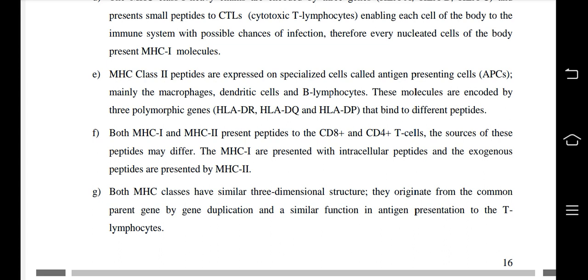Both MHC1 and MHC2 present peptides to the CD8+ and CD4+ T cells. The sources of these peptides differ. MHC1 presents intracellular peptides and the exogenous peptides are presented by MHC2. Both MHC classes have a similar three-dimensional structure. They originate from a common parent gene by gene duplication and have a similar function in antigen presentation to the T lymphocytes.